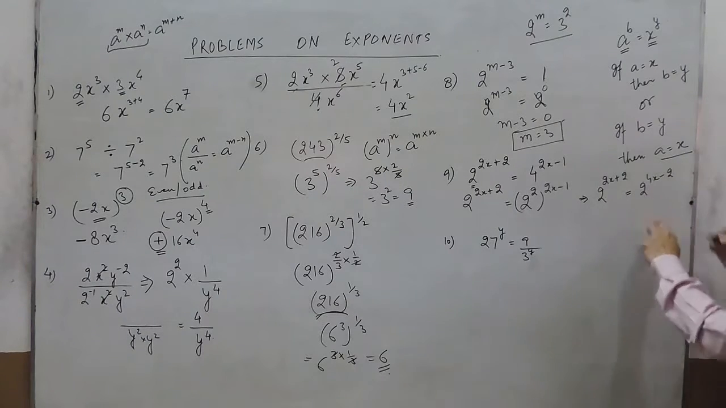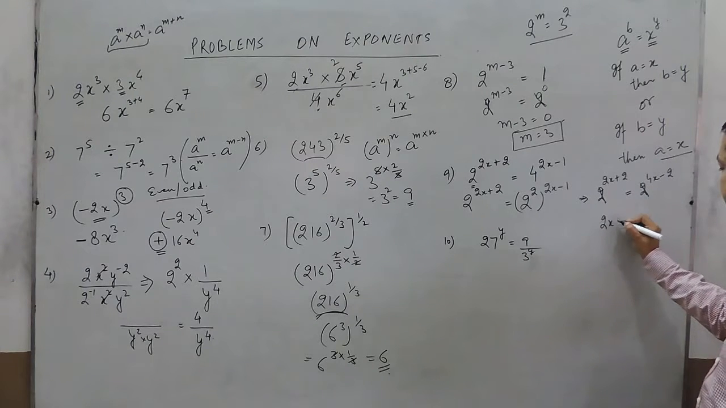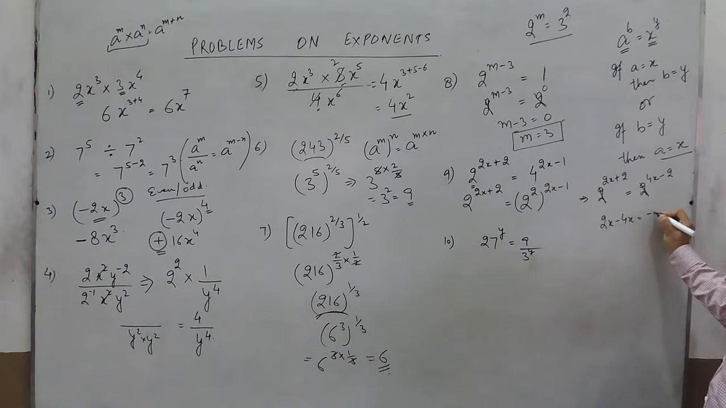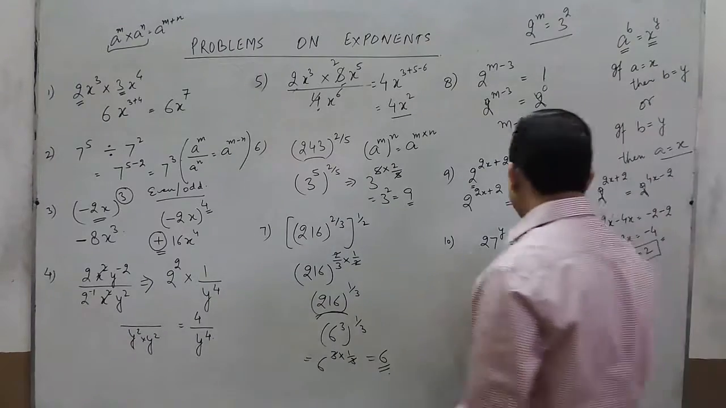Now the bases are the same, we can cancel them out. So it is 2x minus 4x is equal to minus 2, and this plus 2 when it goes on the right hand side becomes minus 2. So minus 2x is equal to minus 4 and x is equal to 2. So this way we can solve the value of x.